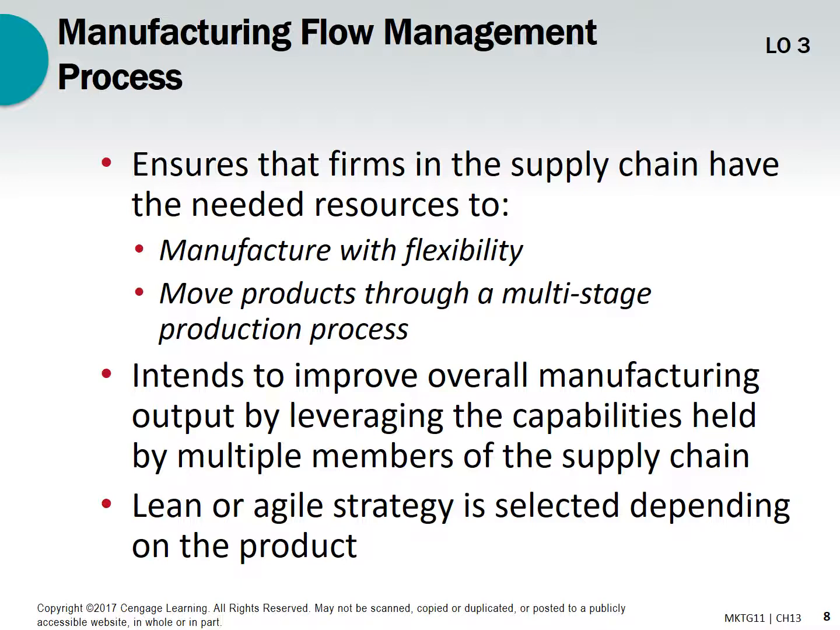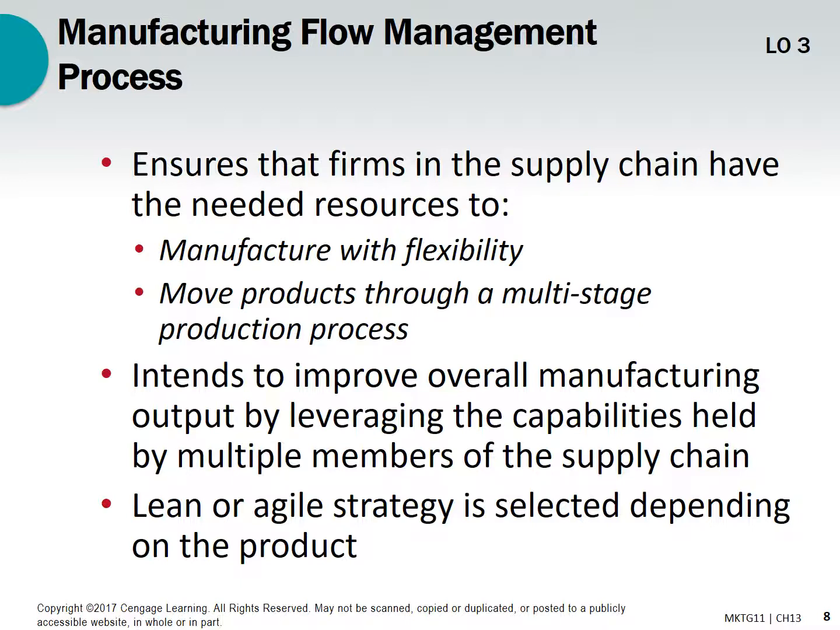The manufacturing flow management process is concerned with ensuring that the firms in the supply chain have the needed resources to manufacture with flexibility and move products through the multi-stage production process. It means creating flexibility agreements with suppliers and shippers so that unexpected demand bursts can be accommodated without disruption to customer service satisfaction.